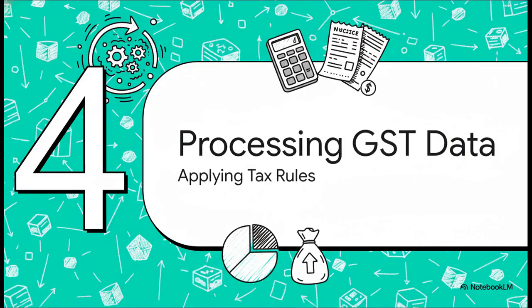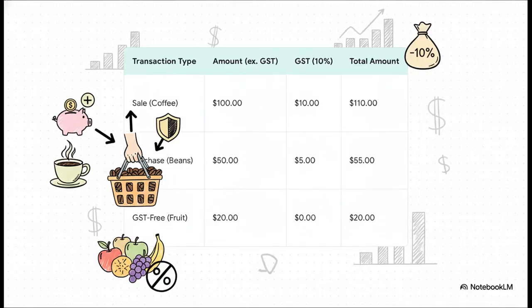We will now proceed to the practical application of these principles. This section deals with processing data for GST, which involves applying the specific tax rules to your daily business transactions. This table illustrates how GST is applied. On a taxable sale, you add 10% GST. On a taxable business purchase, you are entitled to claim a credit for the 10% GST included in the price. The net amount is what you pay to the ATO.